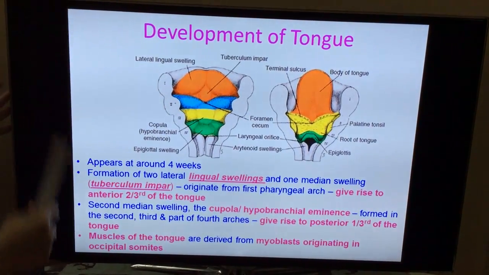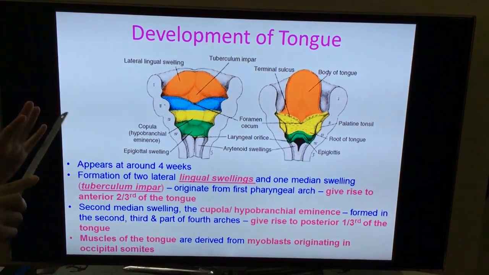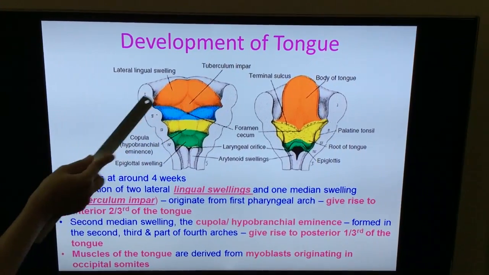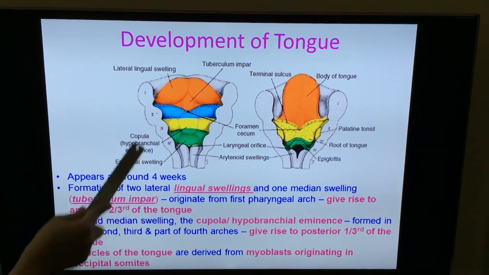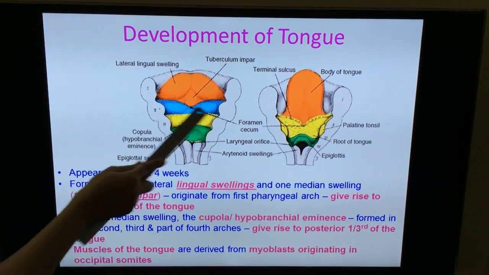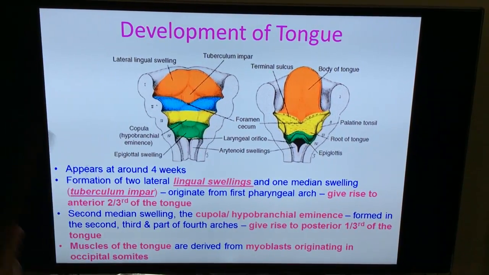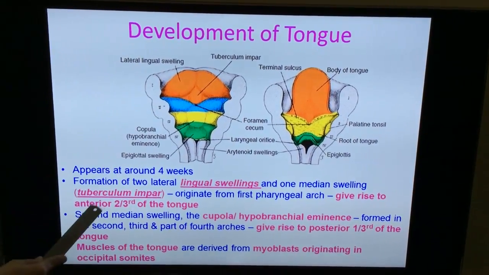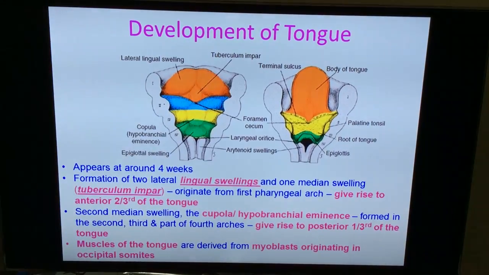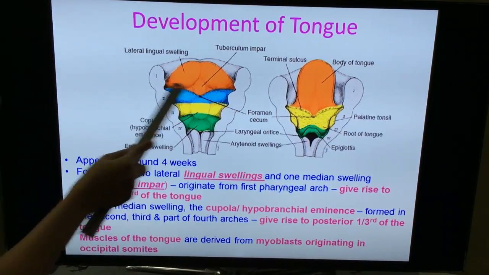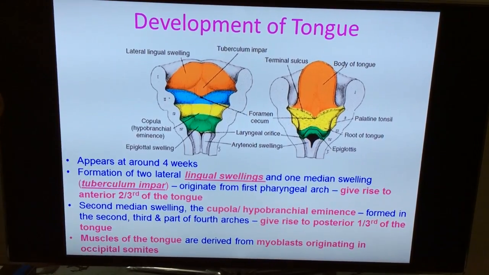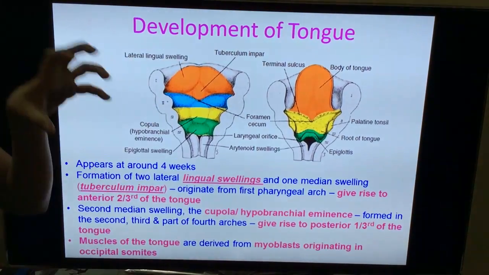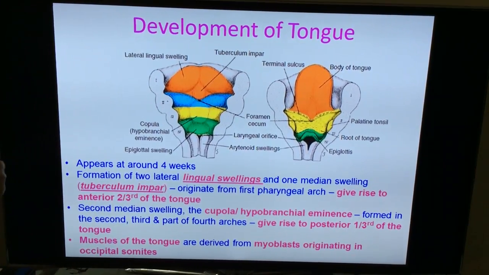As I told in the earlier video, each arch has its own blood supply and nerve supply. The first arch nerve is the mandibular nerve, the second arch is the facial nerve, the third is the glossopharyngeal, and the fourth and sixth are supplied by the vagus nerve. Since the anterior 2/3 of the tongue is contributed at the level of the first pharyngeal arch, the sensation of the anterior 2/3 is carried by the lingual nerve, which is a branch of the mandibular nerve.